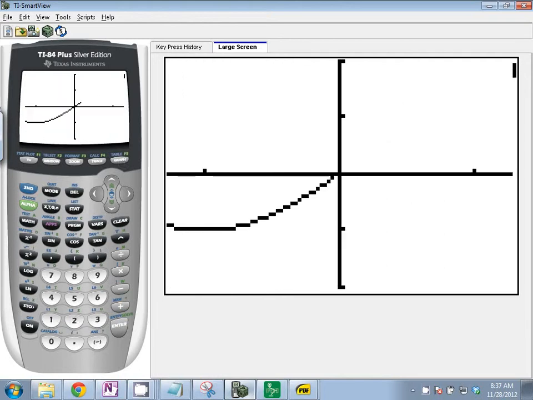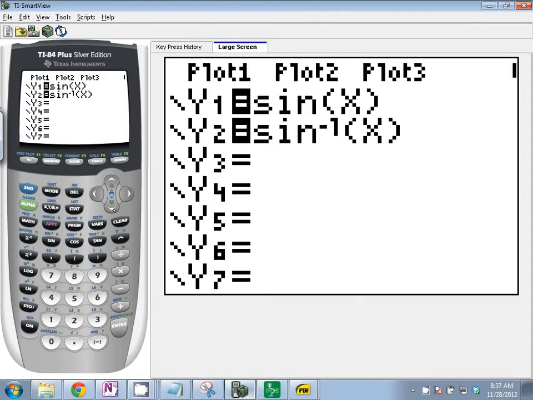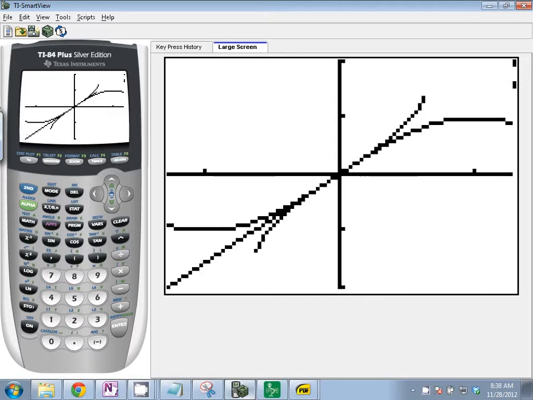What might be another great line to draw if we wanted to understand the relationship between these two functions? What's another great line for us to draw? Y equals x. Where should that be? Right there. So if I graph this, it should be a reflection across that line.